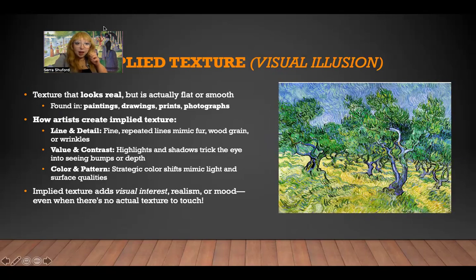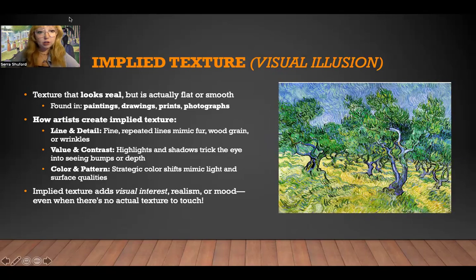And then implied texture is texture that looks real, but is actually flat or smooth. And this is found in paintings, drawings, prints, and photographs. How can an artist create an implied texture? Through line and detail, using fine repeated lines that mimic fur, wood grain, or wrinkles, and value and contrast, to create highlights and shadows to trick the eye into seeing bumps or depth.